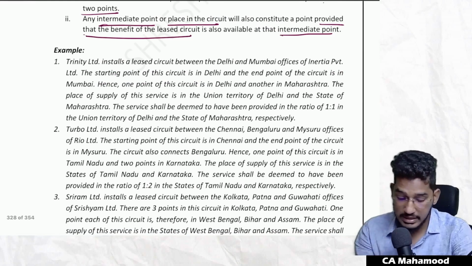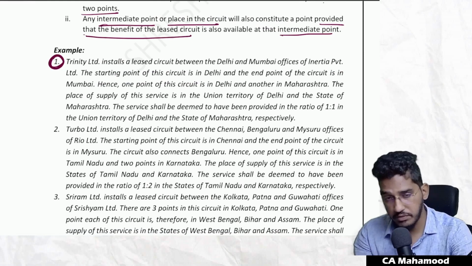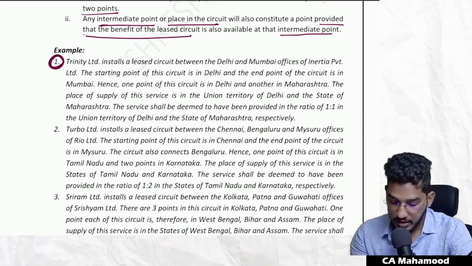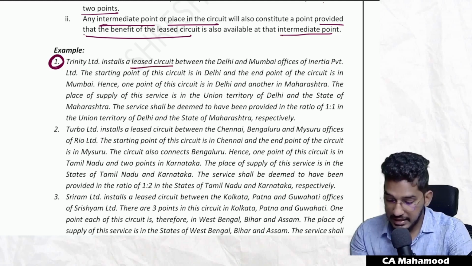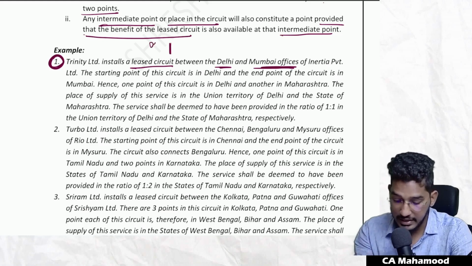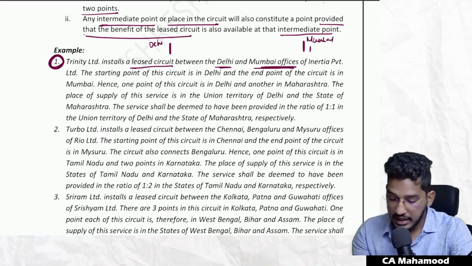This is like a separate question altogether. These questions, once again I am telling you, in this chapter whatever examples we are discussing, there is a chance of them getting tested as a question. Trinity Limited installs a leased circuit between Delhi and Mumbai offices of Inertia Private Limited. So it is starting at Delhi. In Delhi one point is there. It is ending at Mumbai. In Mumbai another point is there. Very good. The starting point of the circuit is in Delhi and the end point of the circuit is in Mumbai. 2 points are there.